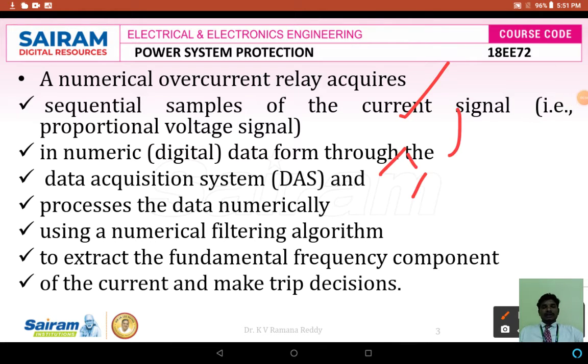Then the current, which is directly proportional to voltage, is given as a reference signal through the current transformer, where this current signal is converted into numeric digital data form through the data acquisition system. So we are using a data acquisition system where we convert the analog signals into digital signals, and we process the data numerically using a numerical filtering algorithm. Due to this intelligent system like the numerical filtering algorithm, we extract the fundamental frequency component of the current and make trip decisions.